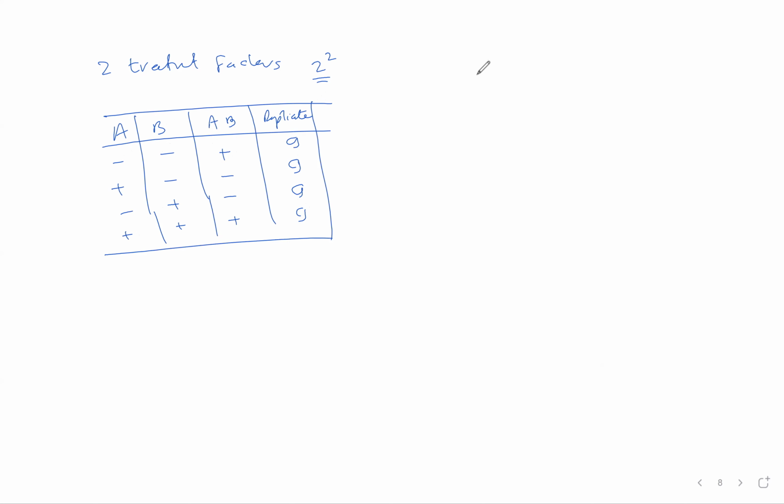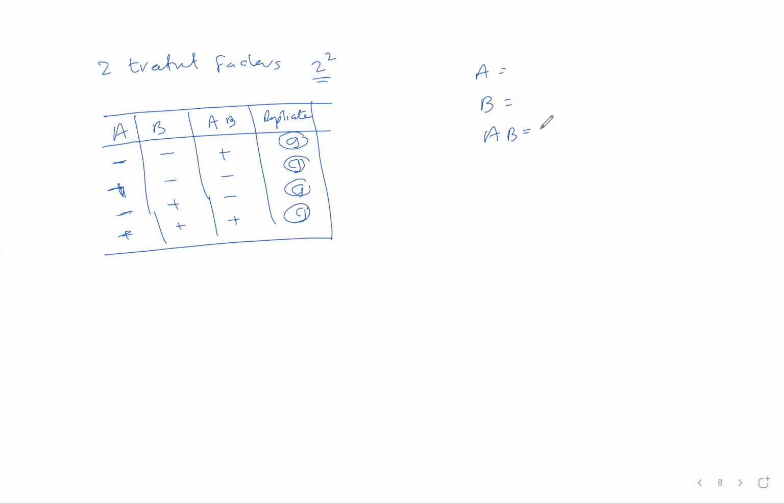So how do I estimate the main effect of A? It's very simple. You calculate the average of pluses. So the sum of these two values divided by 2 minus the sum of these two values divided by 2. You get the main effect of A. Do the same thing for B. Do the same thing for AB. Will I be able to estimate all these ones? You will be able to estimate all these ones.